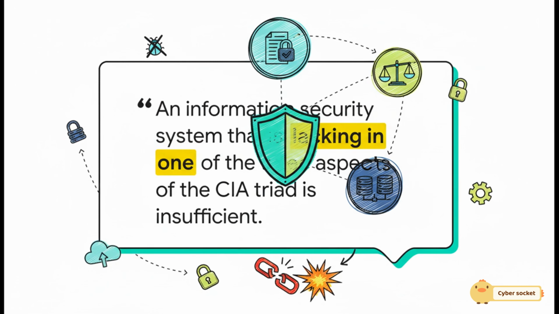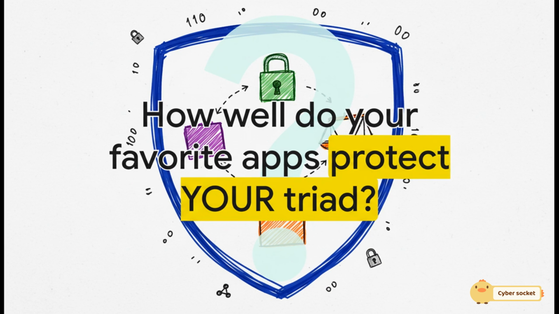At the end of the day, it's all about finding a balance. As the security experts at Fortinet put it, a system that's missing even one of these three aspects is just insufficient. If you neglect one pillar, the whole thing can come crashing down. So, now you know the secret framework. The next time you log into an app, just take a second and think about it. How is this service protecting my triad? Is my data confidential? Is it accurate? Is it available? Just asking those questions is the first step toward becoming a much smarter and much safer digital citizen.